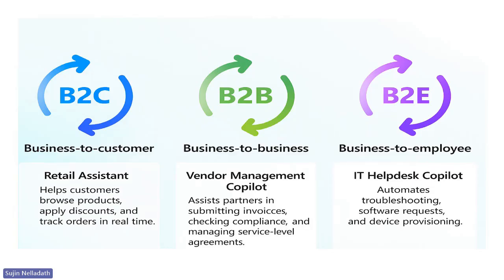When you create a chatbot that helps real-time customers, for example a Copilot chatbot like an Amazon chatbot where you purchase something online and track your orders, that's a business-to-customer agent or chatbot. Business to business is something you would create for a vendor management Copilot, like assisting partners submitting invoices or seeking compliance. There are many things you could do with that. That's the chatbot you create for your business, which we call a business-to-business agent.